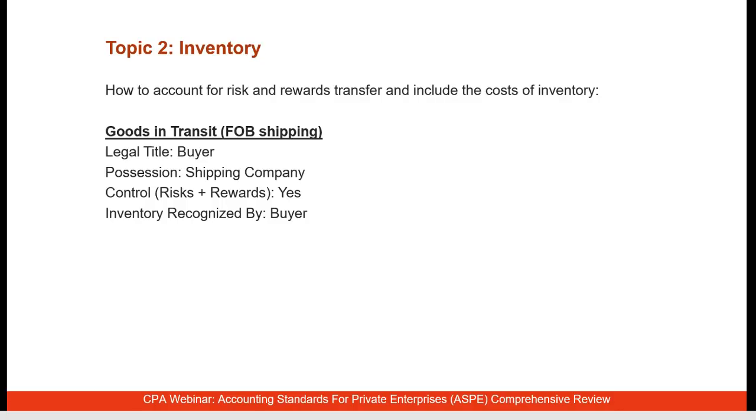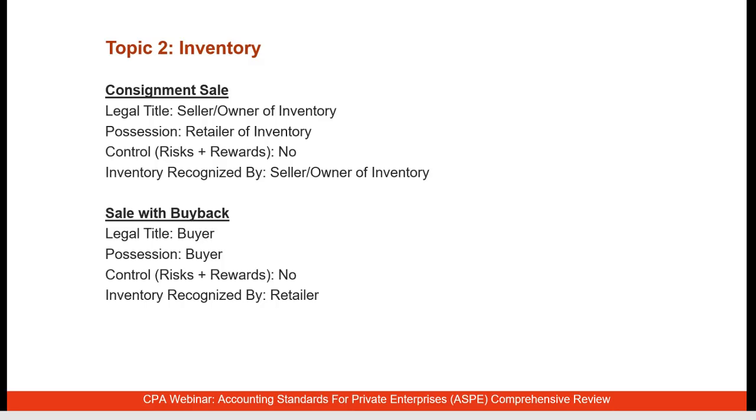Okay, so how to account for risks and rewards transferred and include the cost of inventory. So goods in transit, freight on board shipping: legal title is the buyer, possession is the shipping company, control, risks and rewards, yes. Inventory is recognized by the buyer. What if it's a consignment sale? The legal title is to the seller or owner of the inventory. Possession is with the retailer, who holds the inventory. Control, risks and rewards, there's nothing. Inventory is recognized by the seller or owner of inventory.